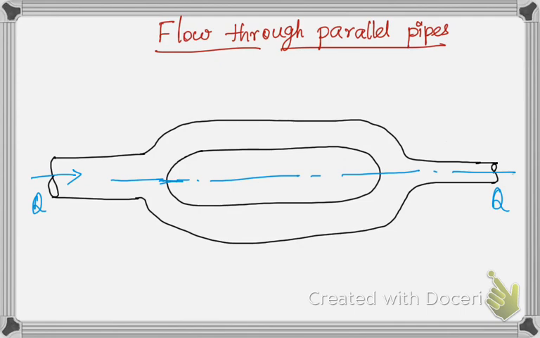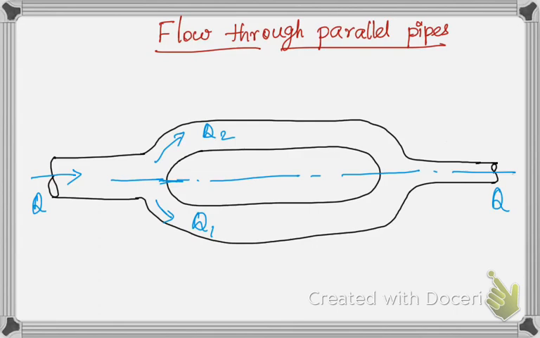So the discharge through the main is increased by connecting the pipes in parallel. We can increase the discharge by connecting more pipes in parallel. I imagine that Q is the discharge entering the pipe. Some of the water will be going through branch pipe 1, and some of the water will be going in branch pipe 2.